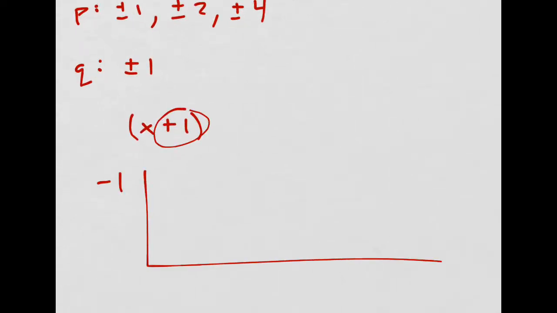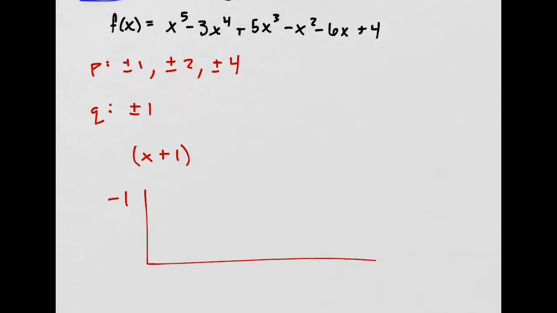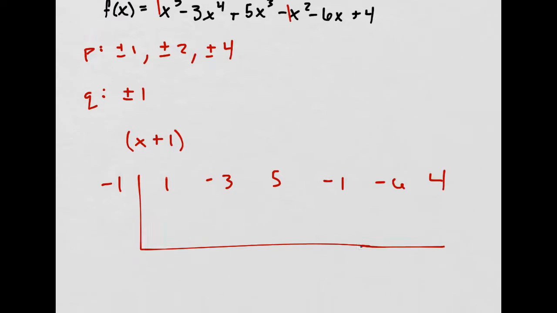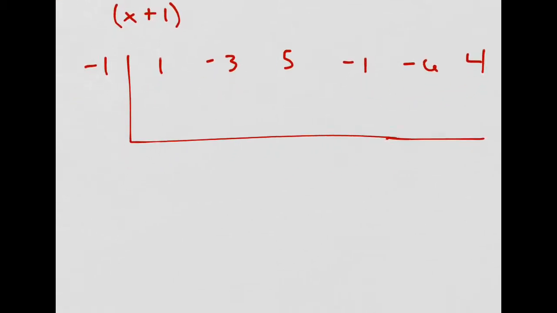So I start with negative 1 there. Remember, you do the opposite of that. And then we have the coefficients. Remember to check for zero placeholders when you're doing synthetic division. This would be 5, 4, 3, 2, 1, nothing. Okay, so we don't need any placeholders. Then I have a coefficient of 1, negative 3, positive 5, negative 1, negative 6, and 4. Whoo, that's a doozy.